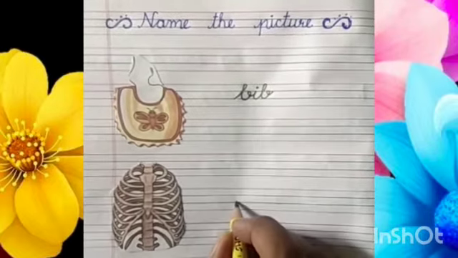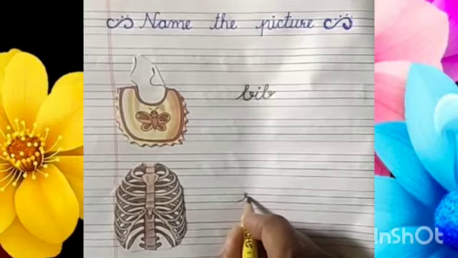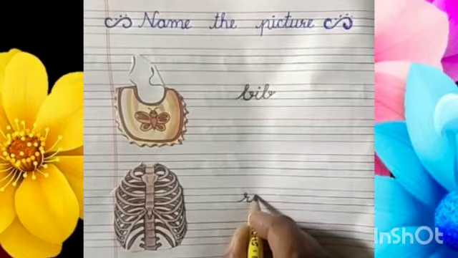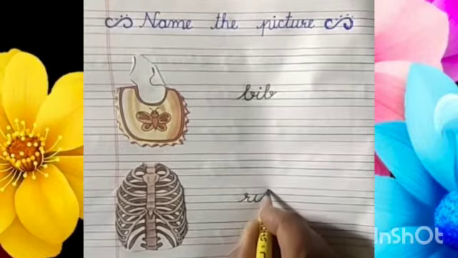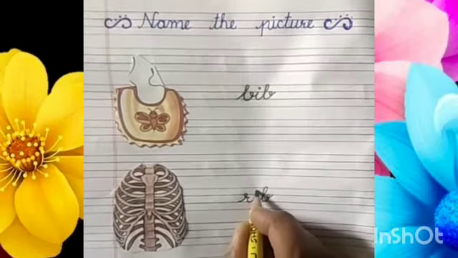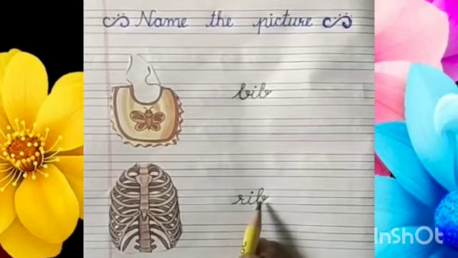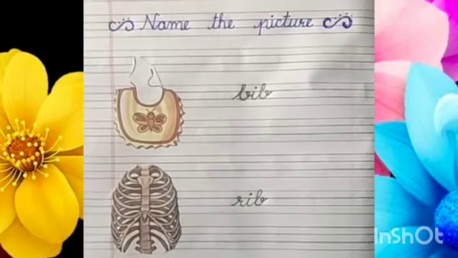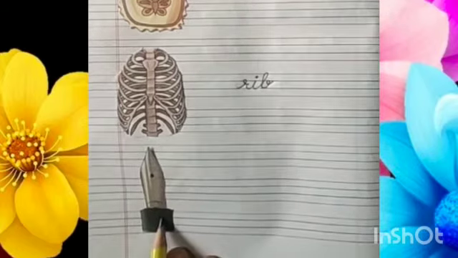R is the phonic sound of letter R. R, A, B, rib. R-A-B, rib. Now let us see the next picture.